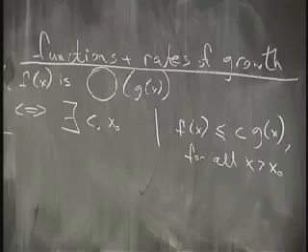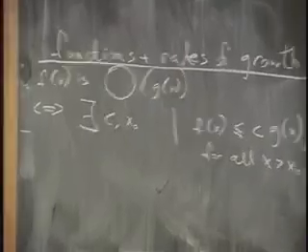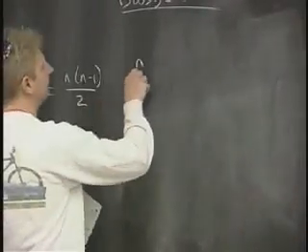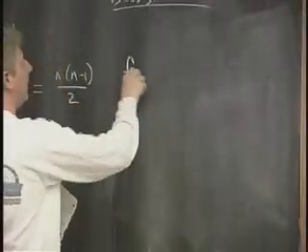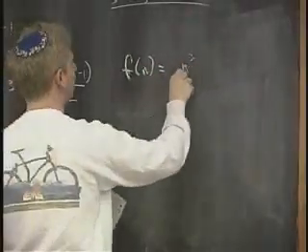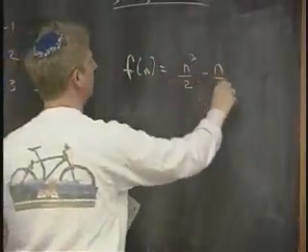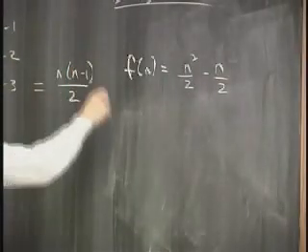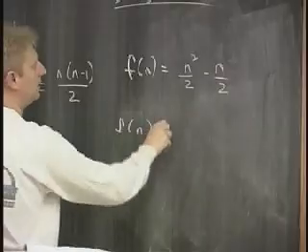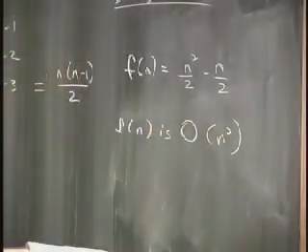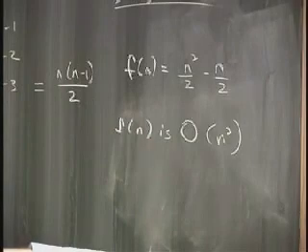So let me give you an example from what we just did. Here's a function. Here's our f function. f of n equals n squared over 2 minus n over 2. And I want to convince you that this function, that f of n, is order n squared. That it's bounded above by n squared.